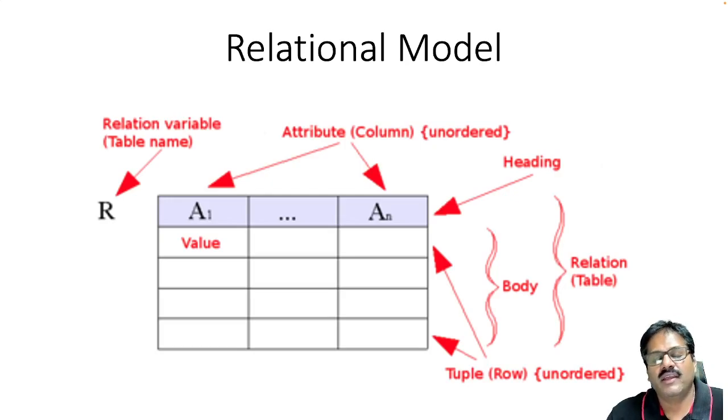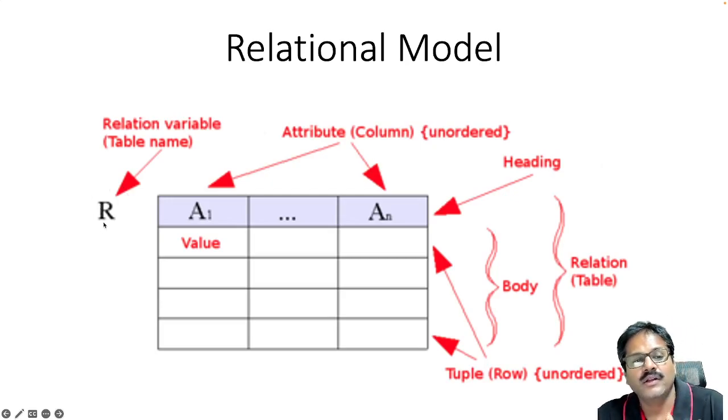If you see the relational model, it looks like a table. It has a table name or a relation name. We use the symbol R to represent the table name. Each table has attributes or columns. These columns are generally unordered, so this is one key advantage. And then the entire table is called a relation. Each row is called a tuple.